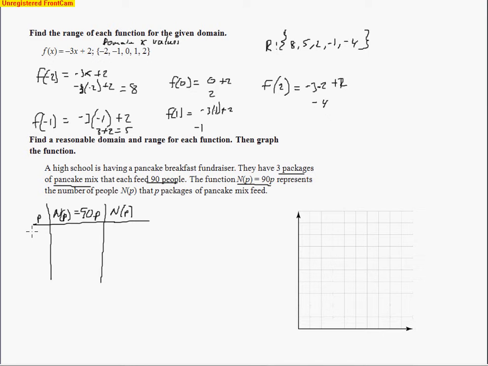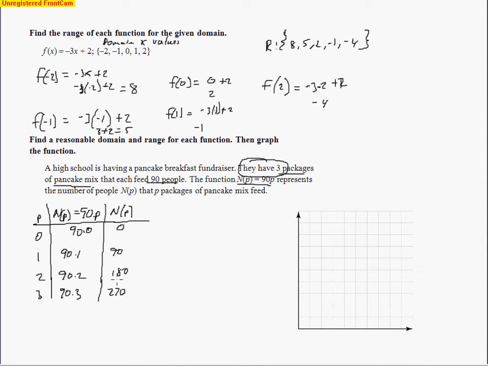So we could have 0 packages. 0 packages would mean I would have 90 times 0. And that would give me 0 people fed. 1 package would end up being 90 times 1. That would give me 90. 2 packages would be 90 times 2, which would be 180. And the last one would be 3 packages. 3 packages would be 90 times 3, gives me 270. Now I wouldn't go any further because they have 3 packages. That's as far as I can go. I can't do 4 packages. So I've got my information.